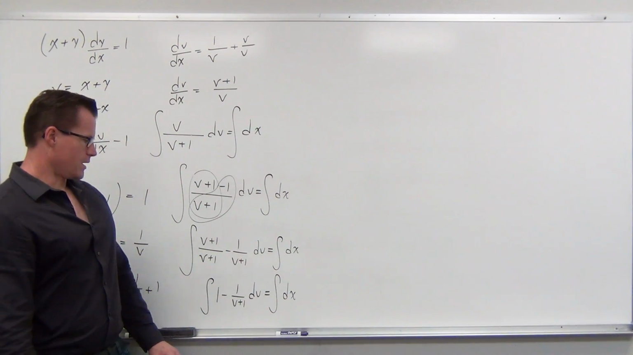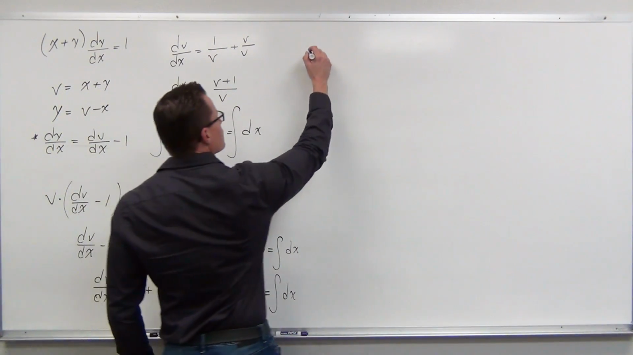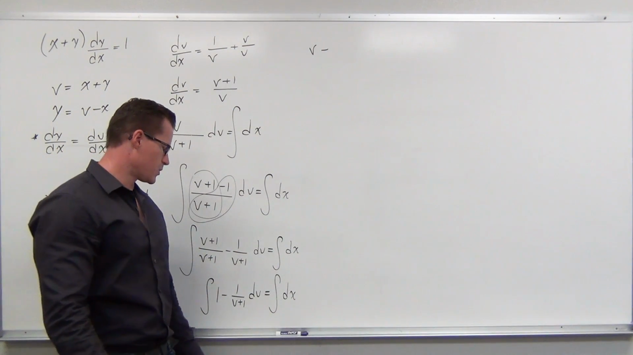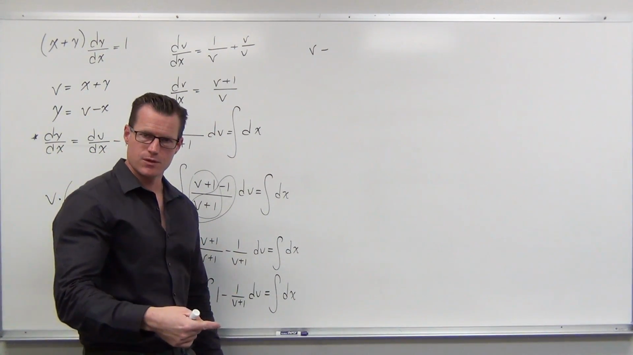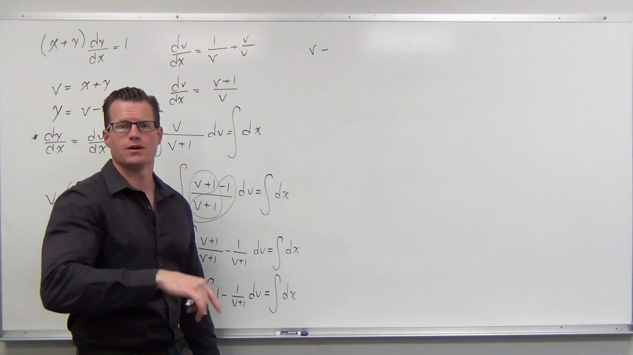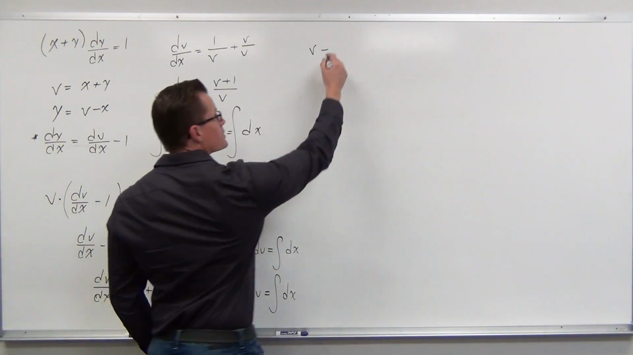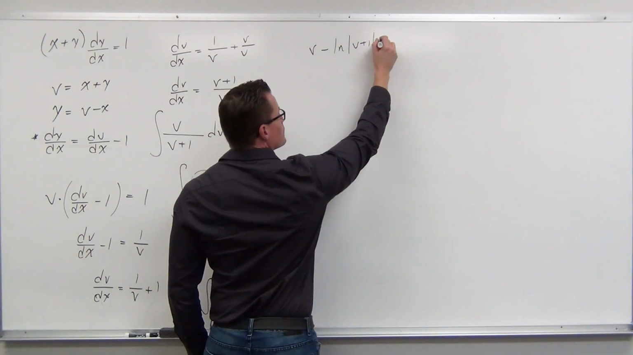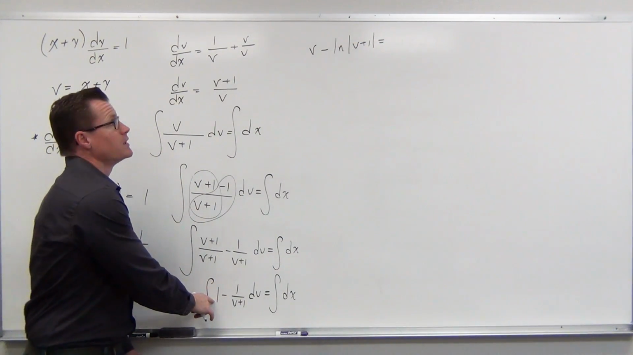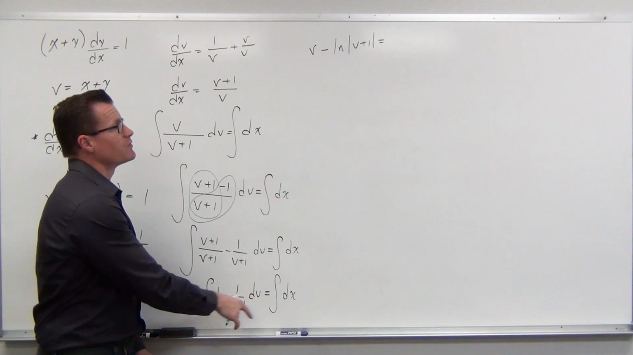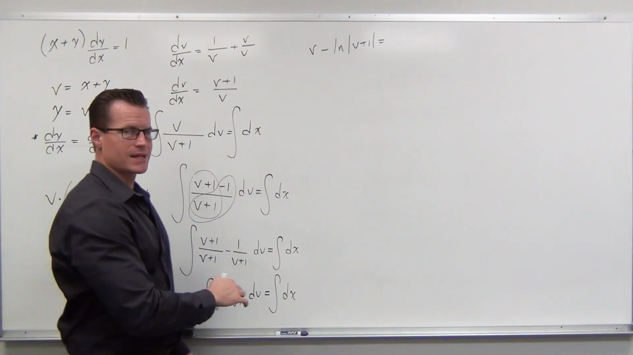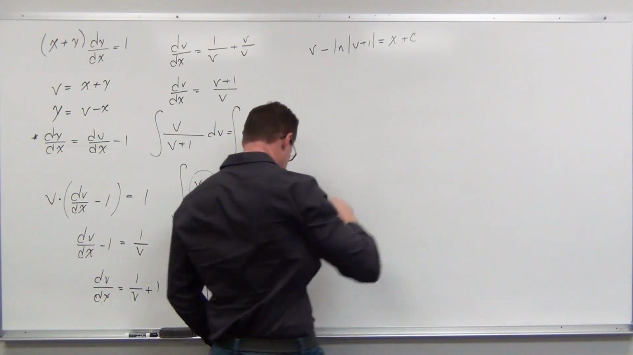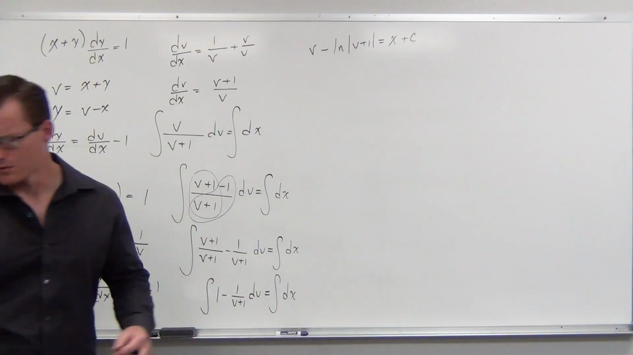So integral of 1, well, that's v, minus integral of 1 over v plus 1. That's ln absolute value v plus 1 divided by the derivative of v plus 1, which would still be 1. So just ln absolute value v plus 1. Here we get v, here we get ln absolute value v plus 1 divided by the derivative of that. Cool. On the right hand side we get x plus c. We're looking pretty good so far.